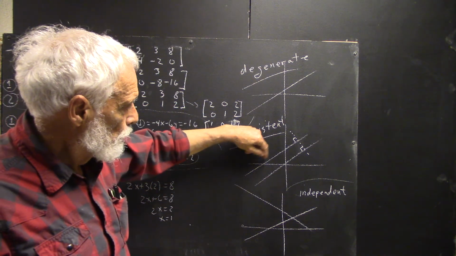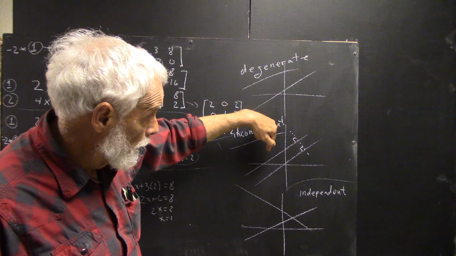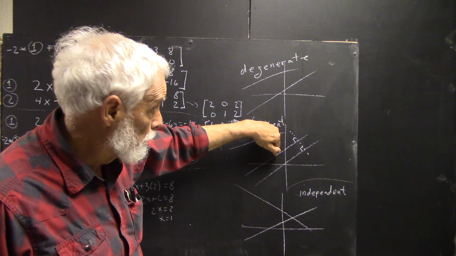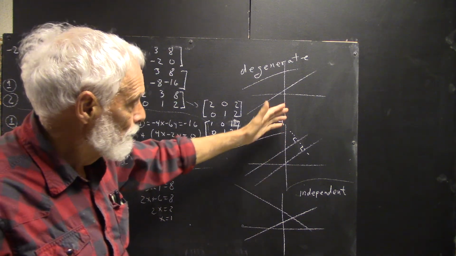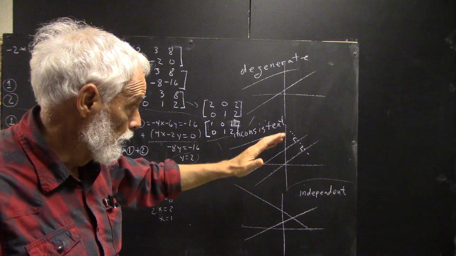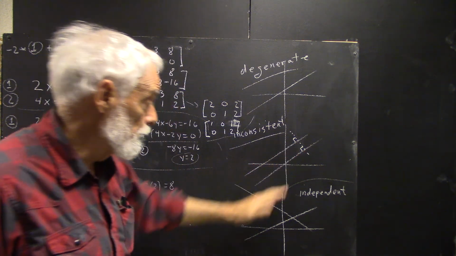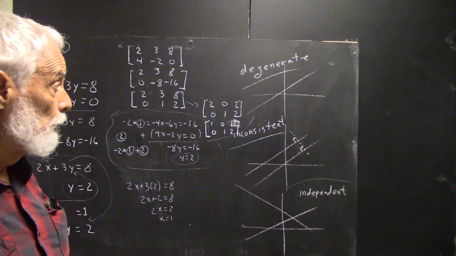Any value of x and y that satisfies the equation represented by this line corresponds to a point on this line and won't be on this line, and vice versa. Any point on this line is not on this line, so none of the solutions of the equation this line represents will be solutions to the other equation.